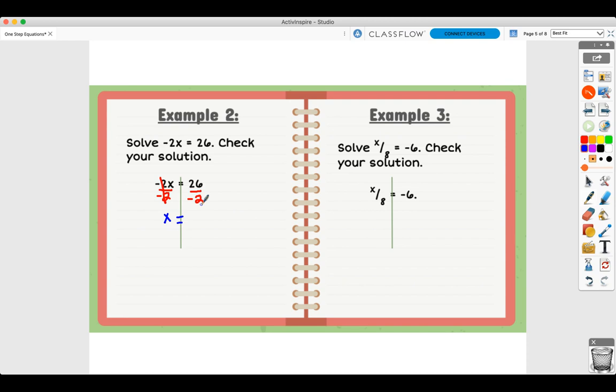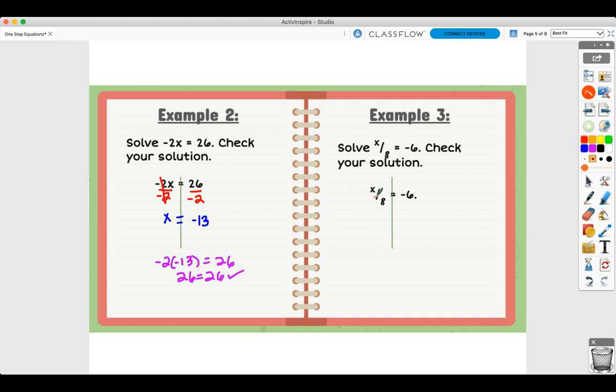26 divided by 2 is 13. And these are different signs, so you're going to have a negative 13. Now let's check our answer. Negative 2 times negative 13 equals 26. Negative 2 times negative 13 is 26. So 26 does equal 26. That's our solution. All right, let's do another one.